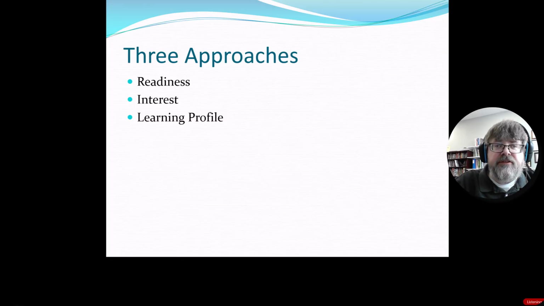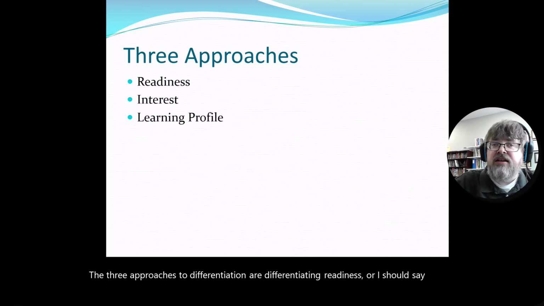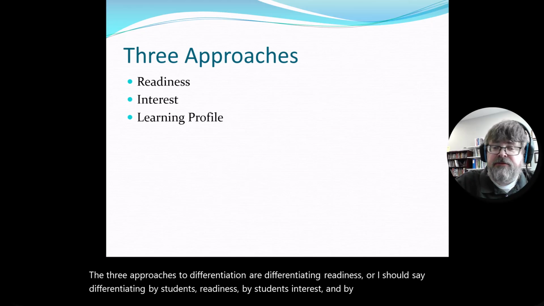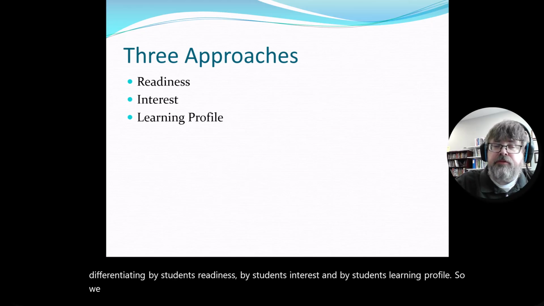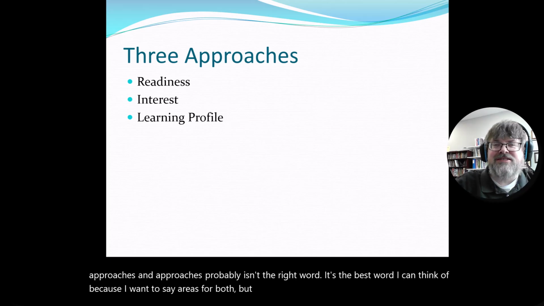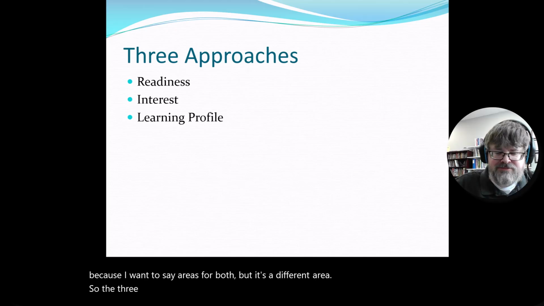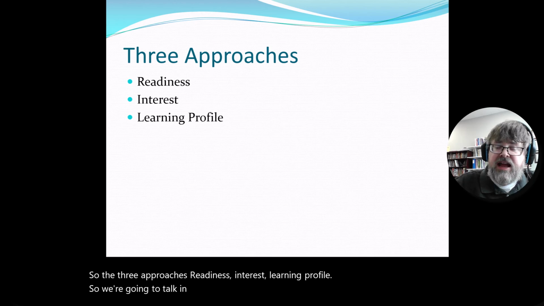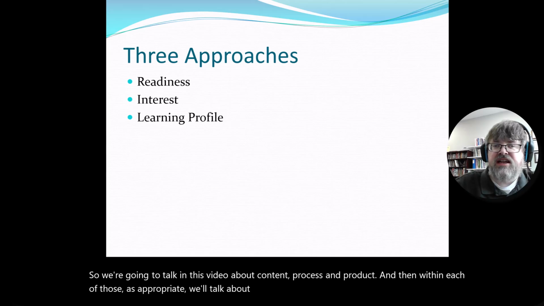The three approaches to differentiation are differentiating by students' readiness, by students' interest, and by students' learning profile. So we have three areas in which to differentiate: content, process, product, and then three approaches. And approaches probably isn't the right word. It's the best word I can think of because I want to say areas for both, but it's a different area. So the three approaches: readiness, interest, learning profile. So we're going to talk in this video about content, process, and product. And then within each of those, as appropriate, we'll talk about how that looks for readiness, for interest, and for learning profile.